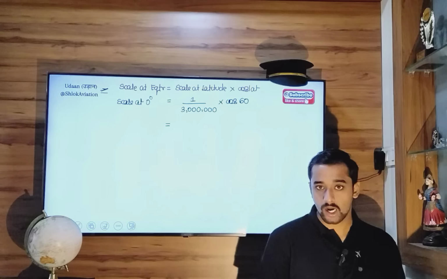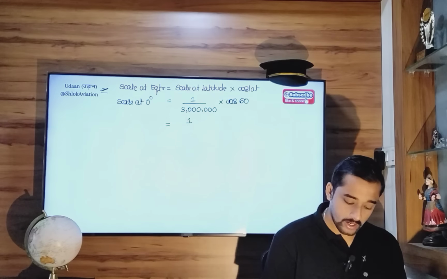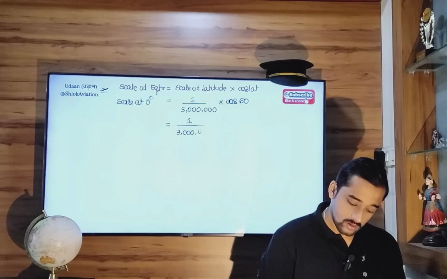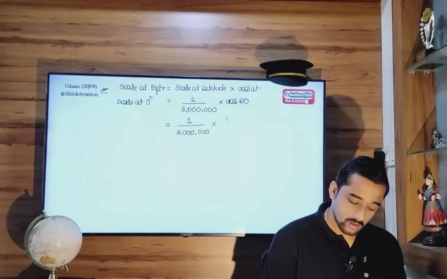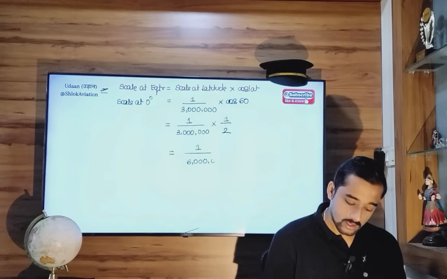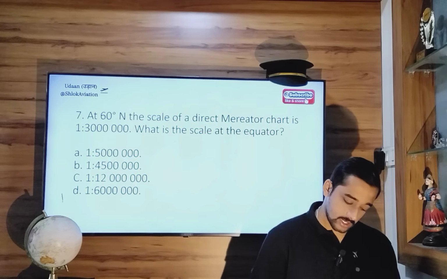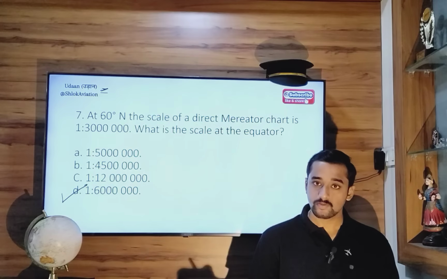Cos 60 is half, so 1 divided by 30 lakh into half. So that is equivalent to this. So scale at equator equals 60 lakhs. So option Delta is the correct option.